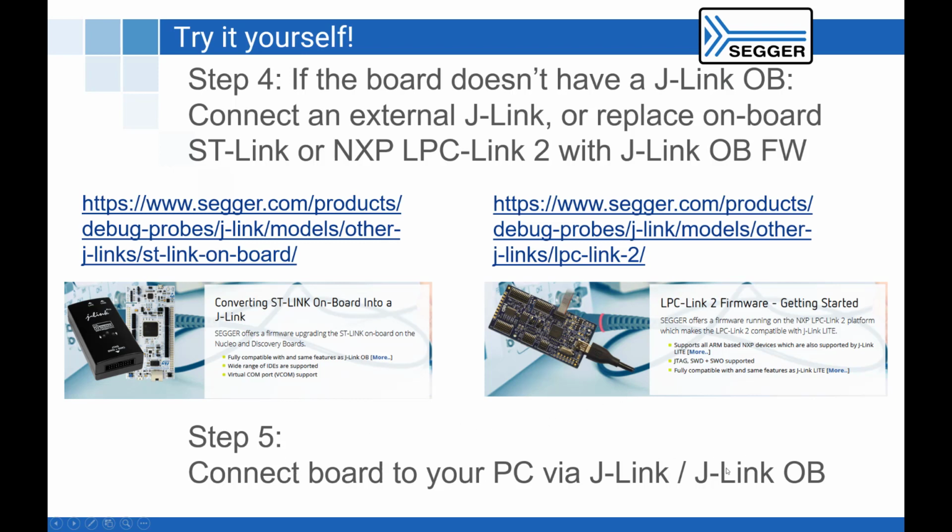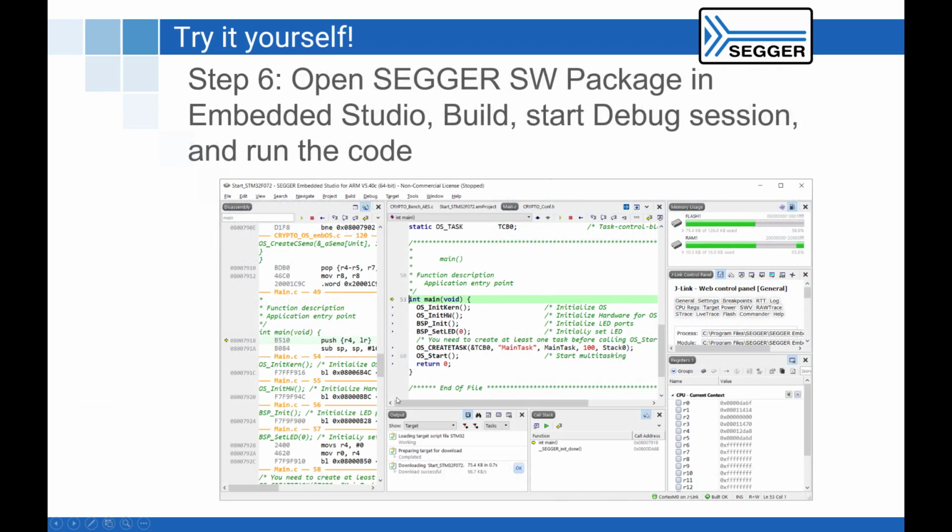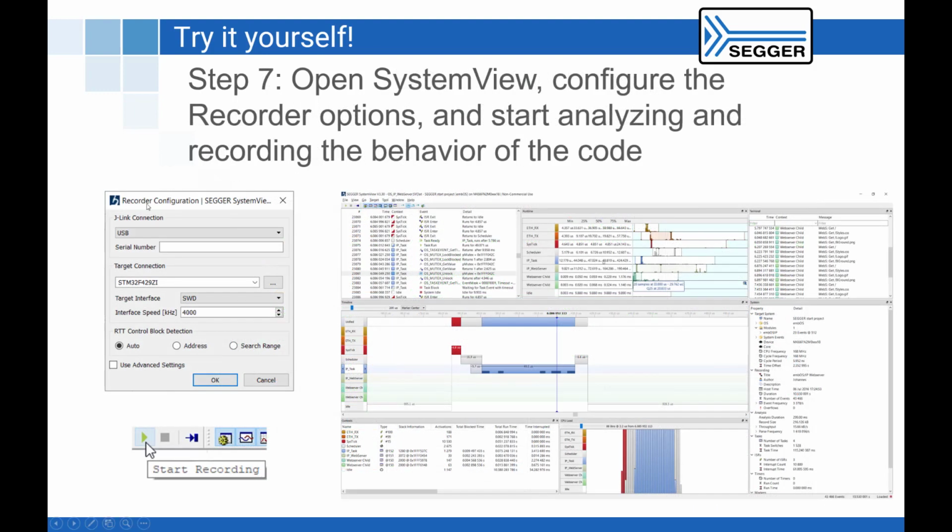Then you connect that board to your PC through either the external J-Link or the J-Link OB. You open up the SEGGER software package in Embedded Studio, you build it, you start the debug session just like I did in the example, and then you run the code. You switch over to SystemView, configure your recorder options, basically making sure you have the right chip selected, the right target interface, and the right speed. Start the recording, and off you go, just like I showed you in the demo. So I invite you to try that out and experience the benefits of SystemView.